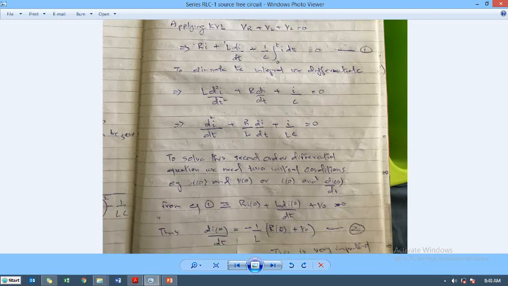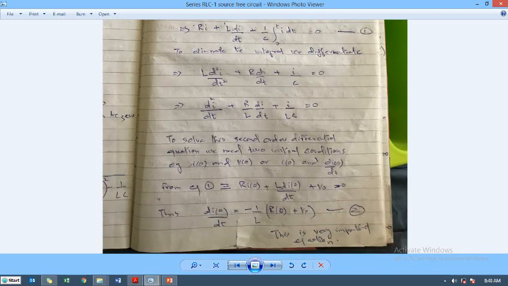So this is V naught, and then we just rearrange the terms. We brought L dI by dt at 0 to the left side of the equation and all the remaining variables to the right, and also divided by this L here. So this thing becomes this thing.